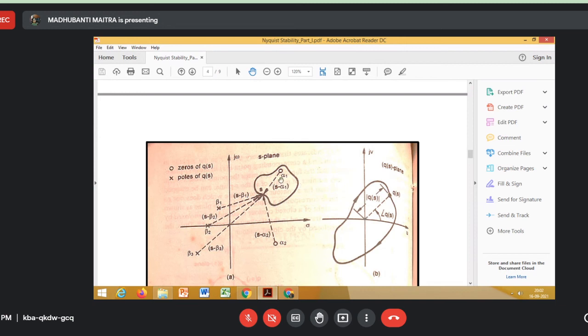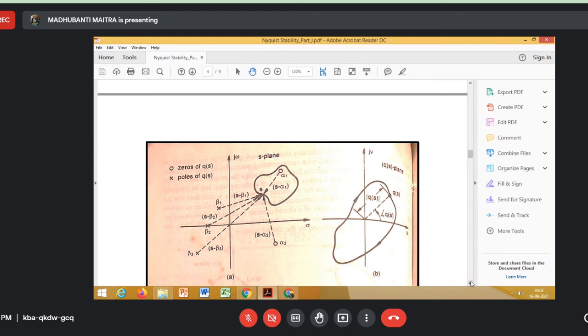So, what is our observation? If one single zero of QS is enclosed by the S-plane contour, then the corresponding QS plane contour will encircle the origin of the QS plane once in a clockwise direction.